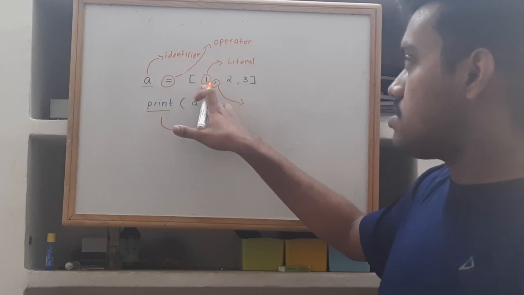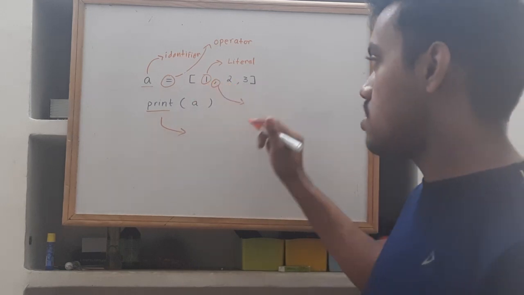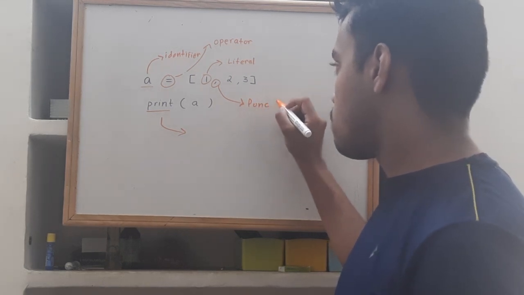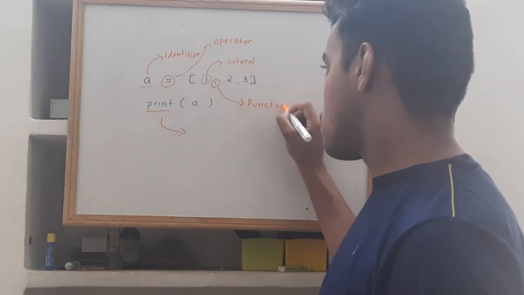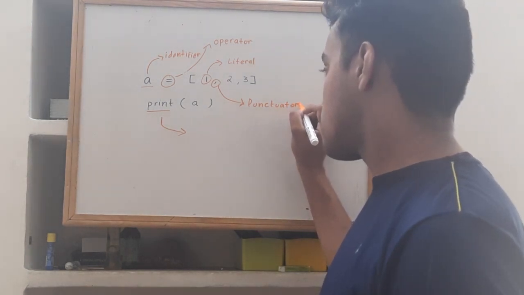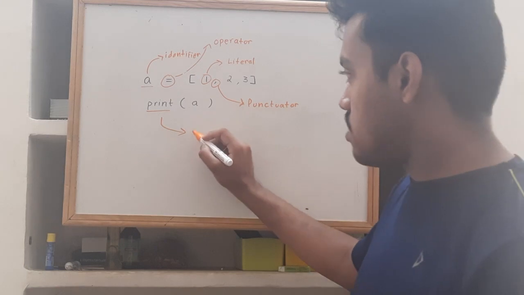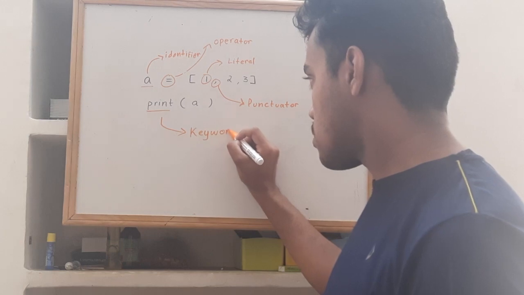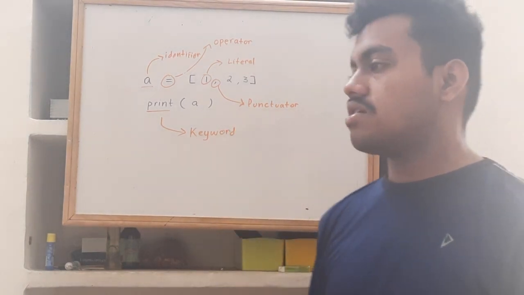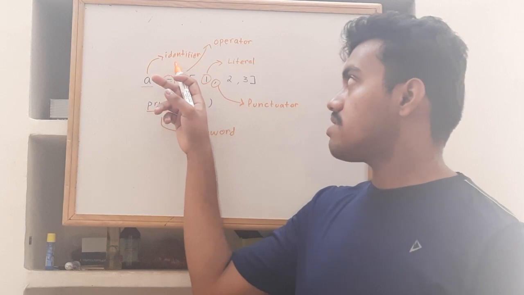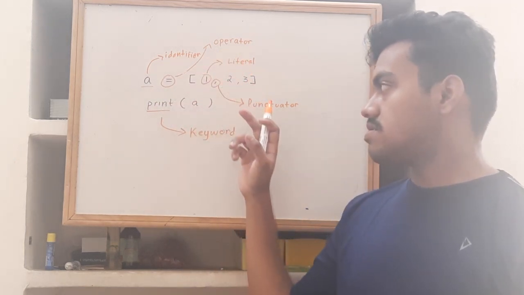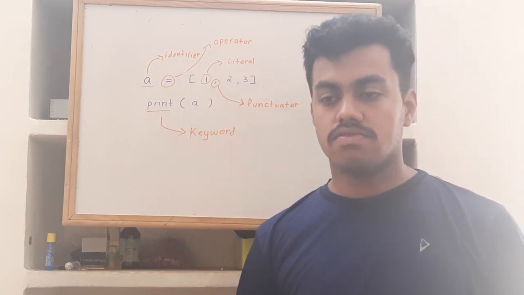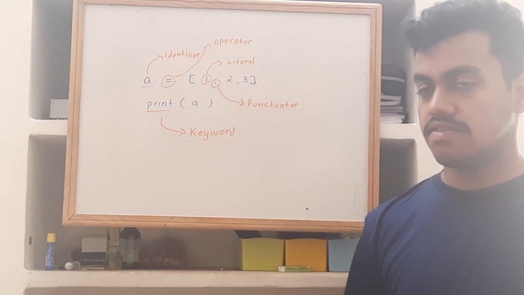To separate this literal from another literal, which is 2 here, I need something called a punctuator. And this was a keyword. So, under tokens, you've got identifiers, operators, literals, punctuators, and keywords. Those are your basic token types, and I'll see you in the next video.